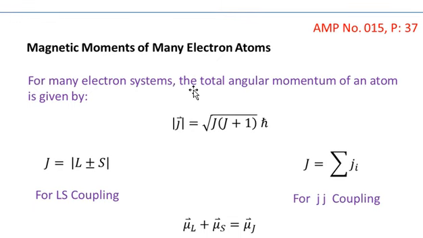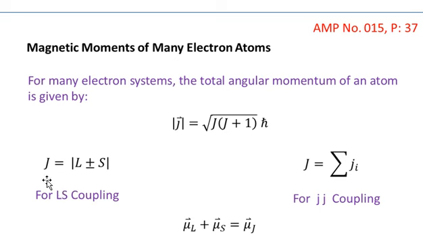Now, the magnetic moments of many electron atoms. For many electron systems, the total angular momentum of an electron is given by the magnitude of the total angular momentum, capital J vector, which is equal to the square root of J into J plus 1, multiplied by h bar. This J within the square root sign is the total quantum number, and this J with the vector sign on the left hand side is the total angular momentum of the atom.